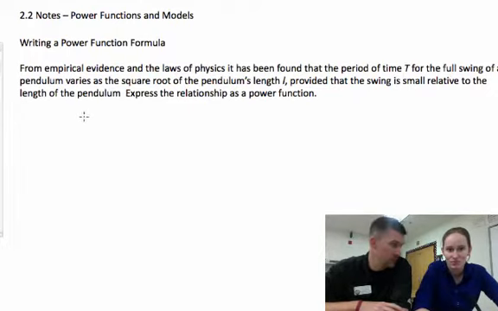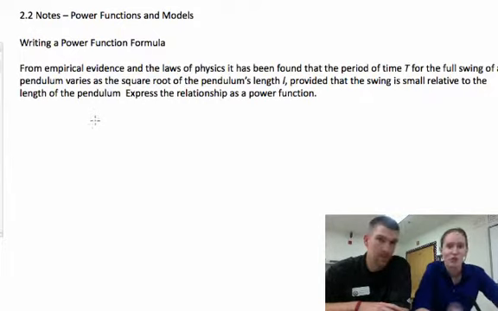I think we should get Mr. Keister. I think that we should try not to focus on the physics part of it, because all we're doing is writing a power function, and we already know how to do that. But it said empirical evidence and laws of physics. Yeah, it's okay though. Look, okay.